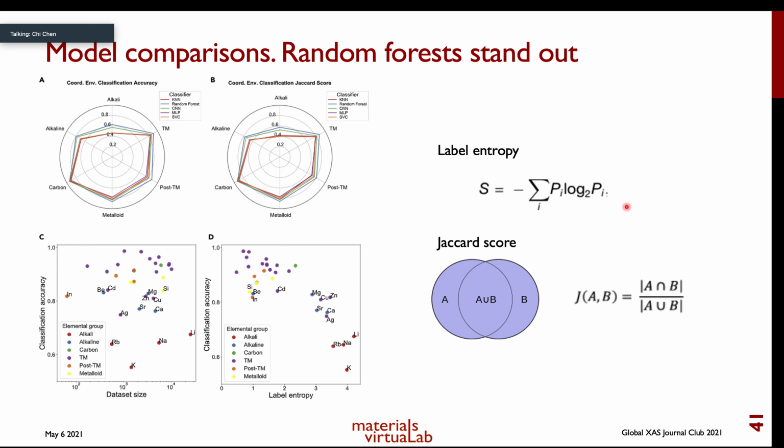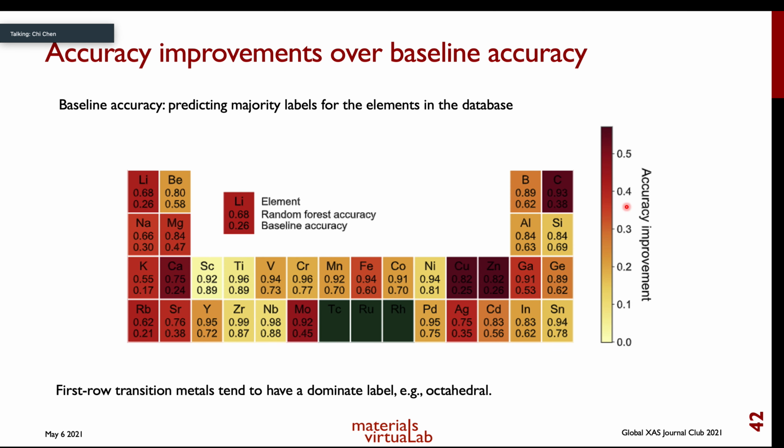For example, as you can see in figure D, the potassium in the data set has a very rich local environment. It can have many different choices of local environments. So that's why we have a relatively low accuracy. But for the transition metals, many of them actually only have octahedral environments. So in that case, the classification accuracy is really high, and the level of entropy is really low. That's actually expected.